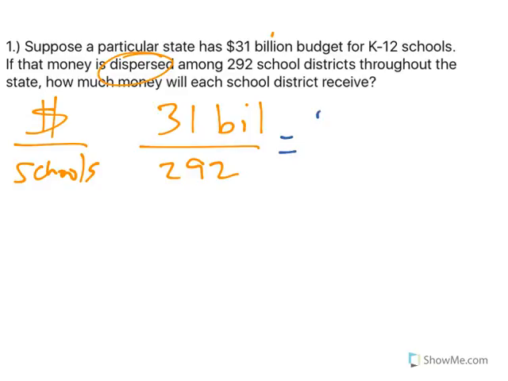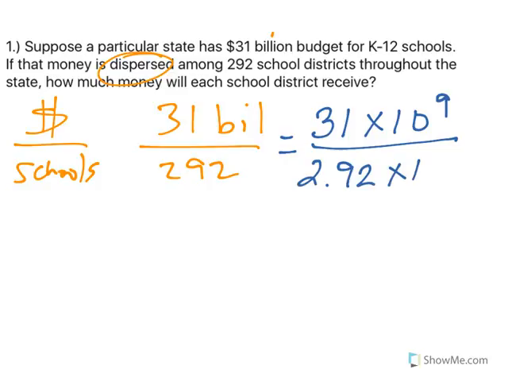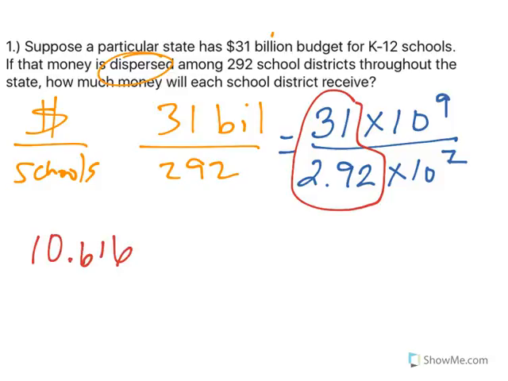All right, well, 31 billion. Recall that billion means to the ninth. And I know that 31 times 10 to the ninth is not scientific notation, but we're going to leave it like that for right now anyway. Now, 292, if I make that scientific notation, that's a 2.92 times 10 to the 2nd. Now I have a problem that I can do. So even though 31 is not in scientific notation, I can still divide that. 31 divided by 2.92 gives me 10.616 times 10 to the, I subtract my exponents, 9 minus 2 is 7.